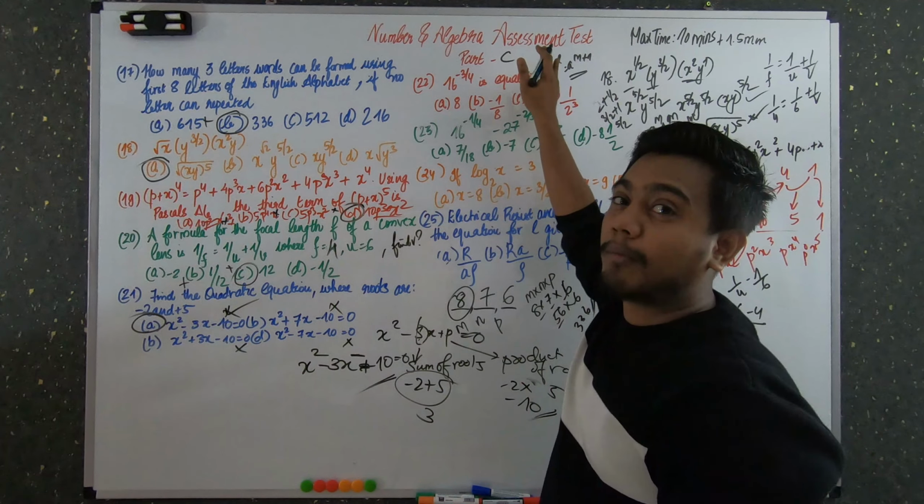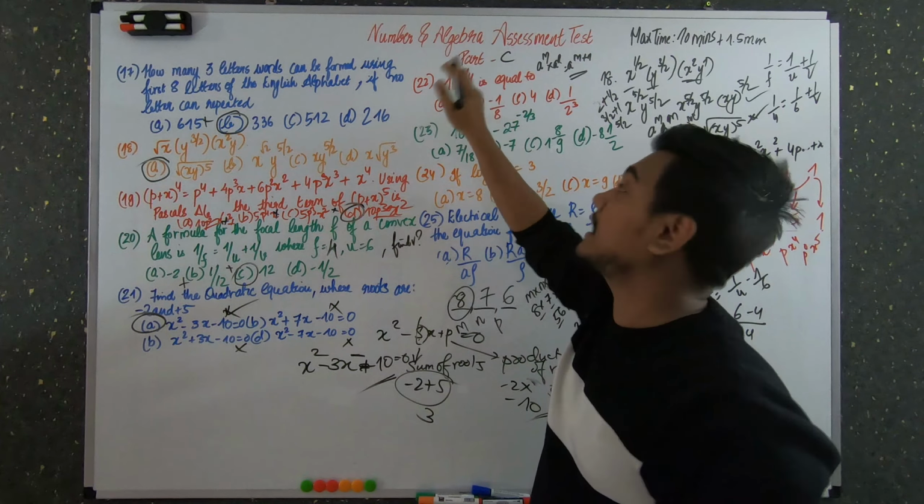This is a very easy problem. It is based on indices and standard form. 16 raised to -3 by 4 is equal to, okay, let's make it shorter. What is this actually? Let's take the factors of it. Then you will understand that 16 is what? 2 raised to 4. So 2 raised to 4 whole raised to -3 by 4.